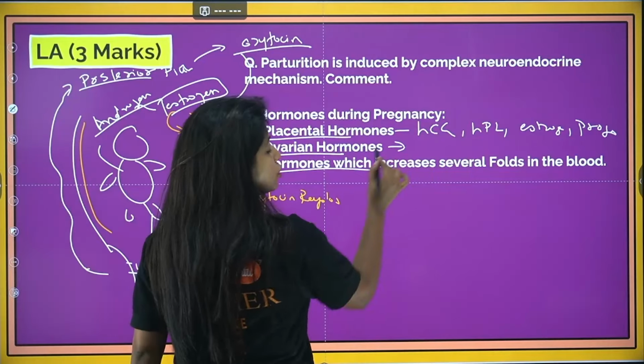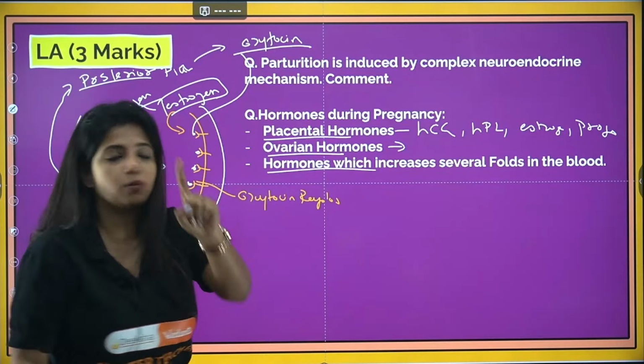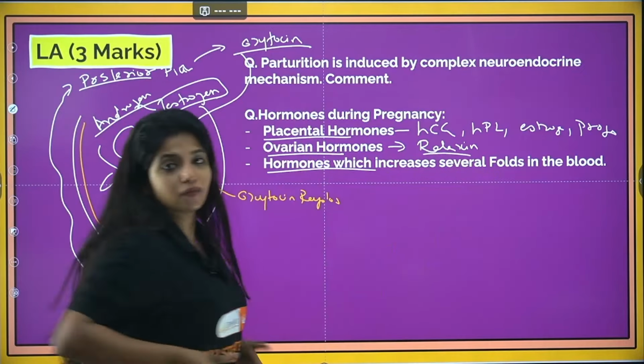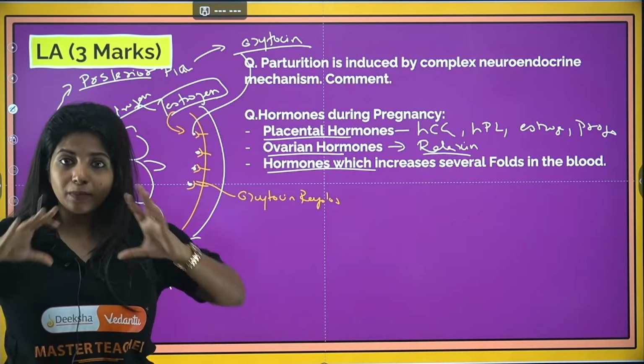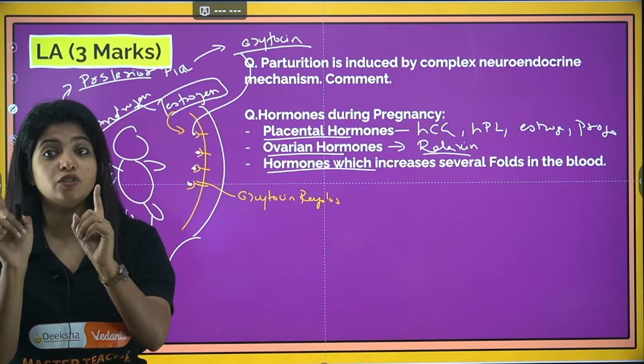Ovarian hormones, my dear children, during the later phase of pregnancy, only 1 hormone is being released, and that is relaxin. It is for relaxation of the pelvic muscles so that the baby can easily move out. 1 ovarian hormone during the later phase of pregnancy, always remember it.